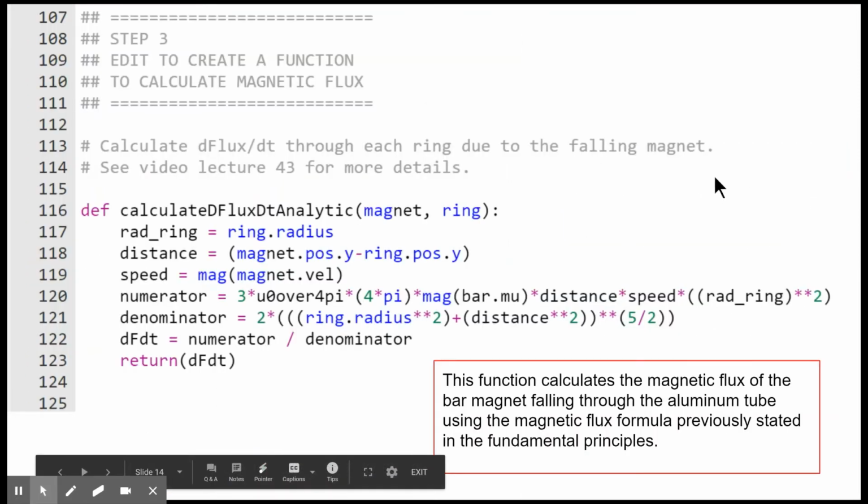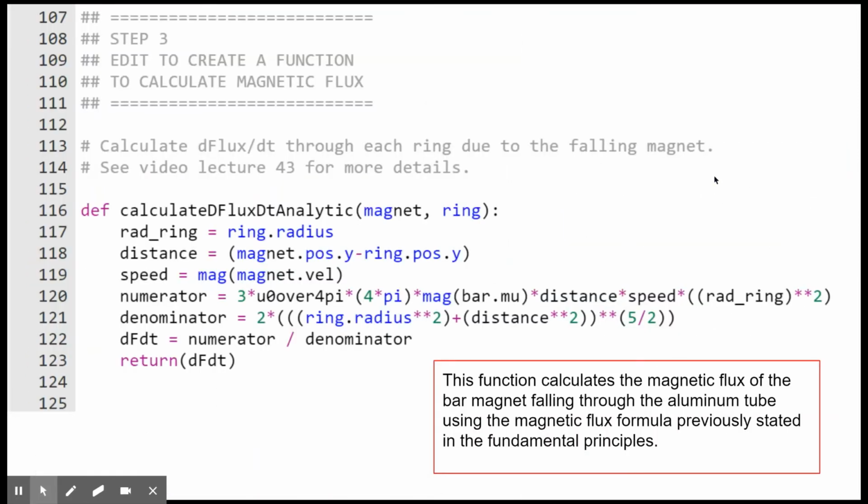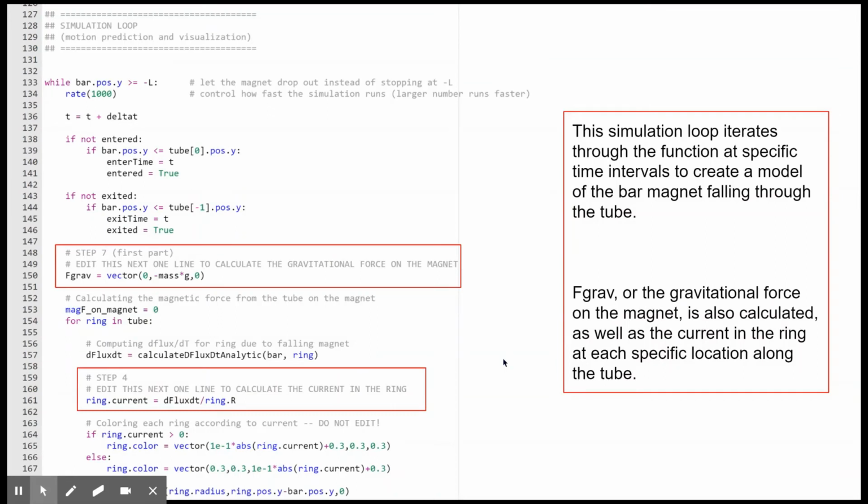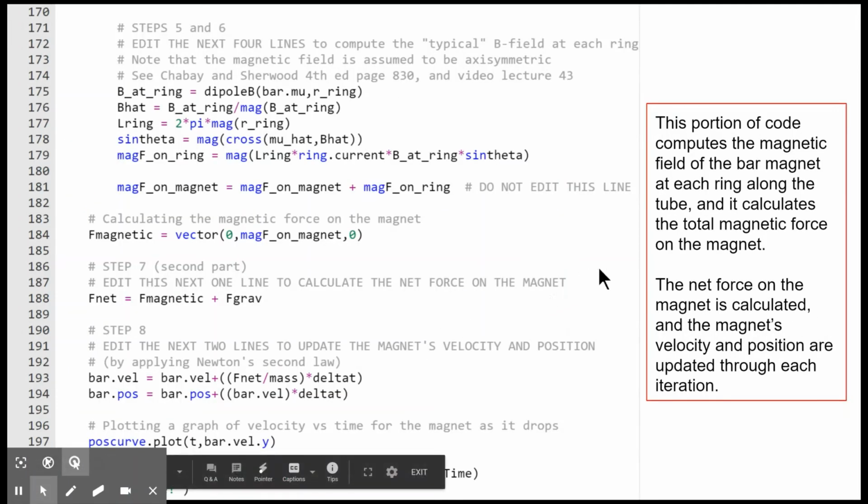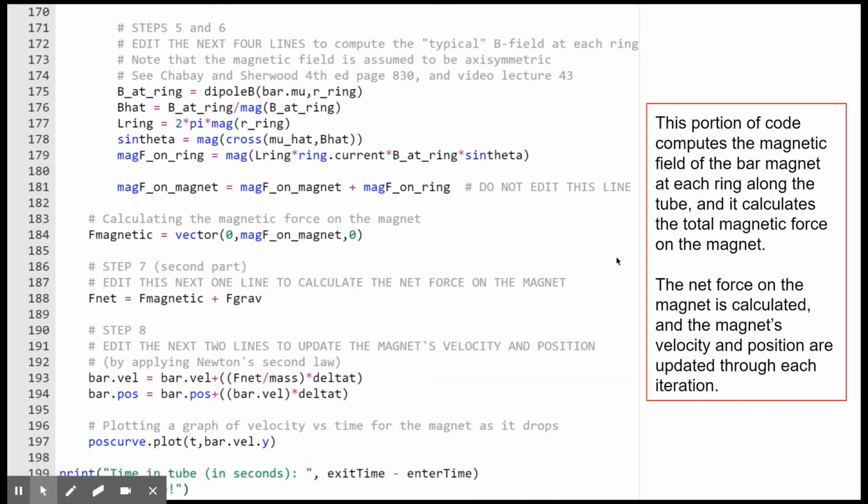This function calculates the magnetic flux of the magnet through the tube using the flux formula from the fundamental principles. This simulation loop iterates through to model the bar magnet falling, and the gravitational force on the magnet is calculated along with the ring current at each specific location along the tube. And lastly, this portion of code calculates the magnetic field at each ring, the total magnetic force on the magnet, as well as the total net force acting on the magnet.